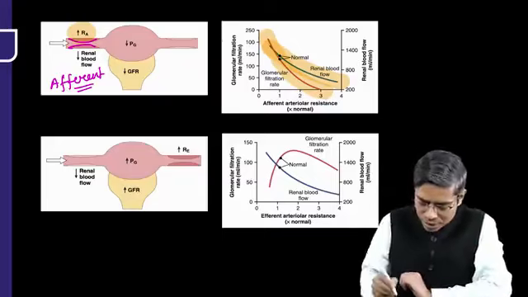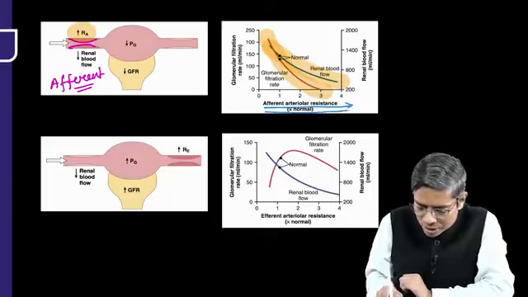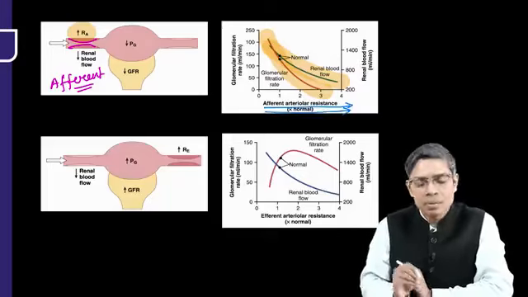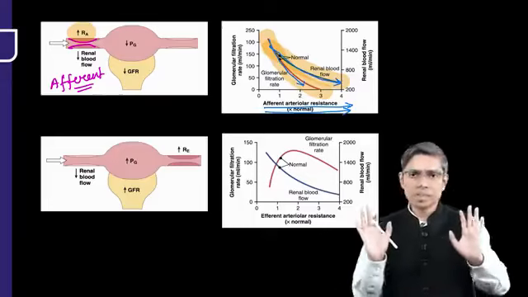So that's why here on the x-axis you have afferent arteriole resistance. The more you increase the resistance of the afferent arteriole, what is going to happen? There will be more and more fall of renal blood flow, and there will be more and more fall of GFR also. This is the meaning. Very simple.